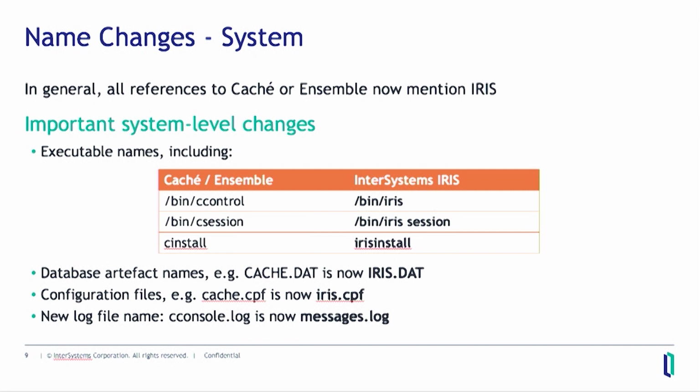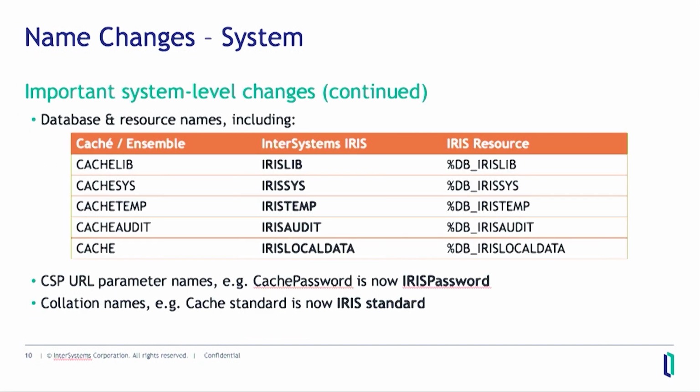CPF file has changed, of course, and console log we changed also, but we called that one message log. We tried to make this a little bit more future-proof so we don't have to change it in the future again. So name changes, Caché lib, Caché sys, Caché audit, they all now called IRIS lib. Most of the time that's not going to be of any problems. Just if you look at the system, they now look different on InterSystems IRIS.